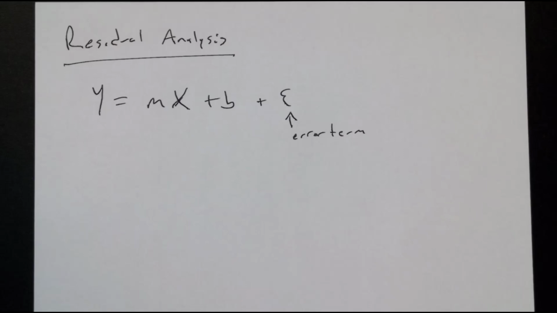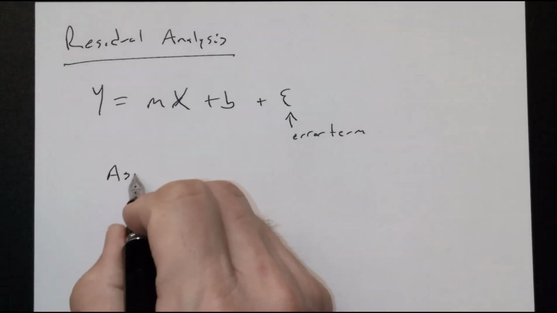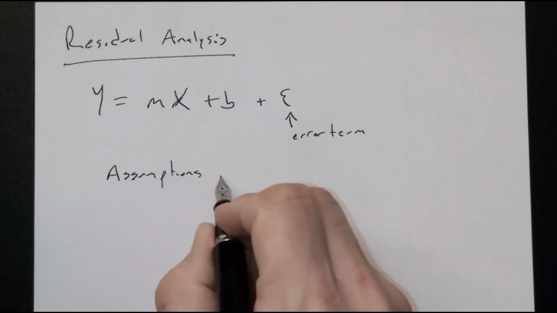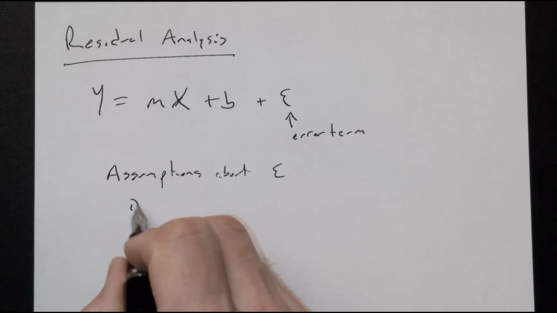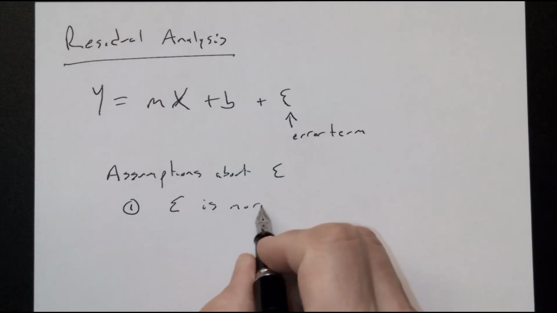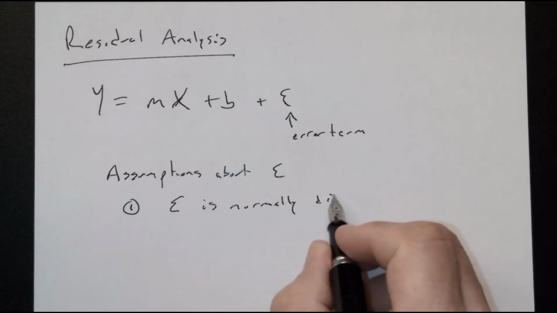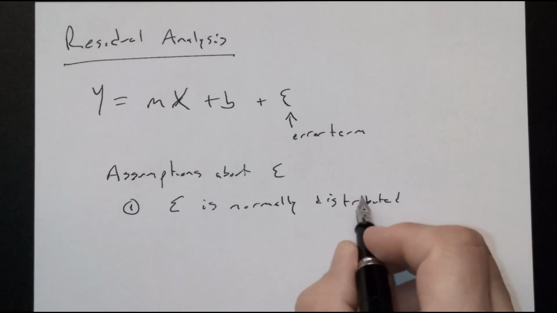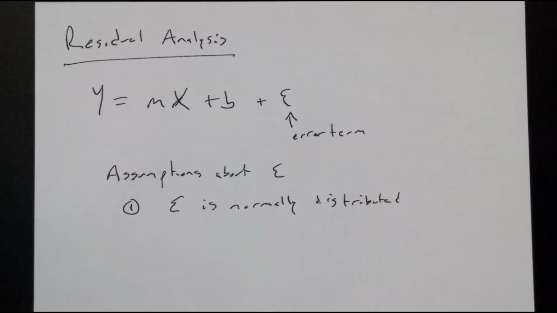I said we made some assumptions, but I didn't actually talk about what those assumptions are. And the assumptions about this error term, there are three main ones. First is that it's normally distributed. Now, why is that something we want to assume? Why does knowing my error is normally distributed matter?